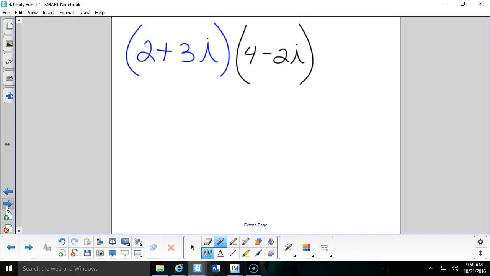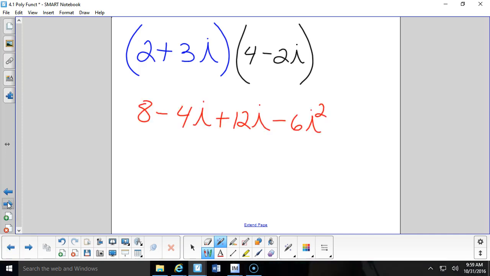Quick reminder, multiply. What's the next word that's going to come out of my mouth? We need to FOIL. Go for it. See what you get. First, outer, inner, last.